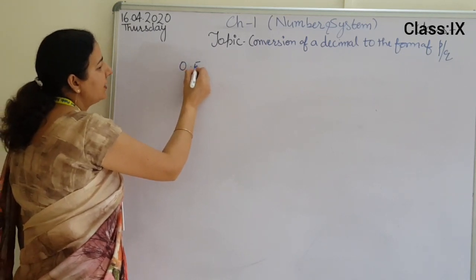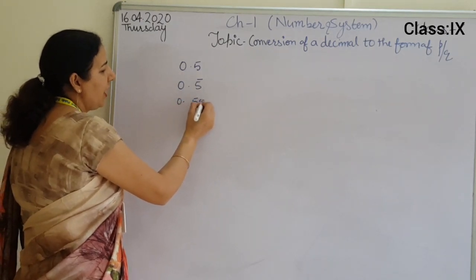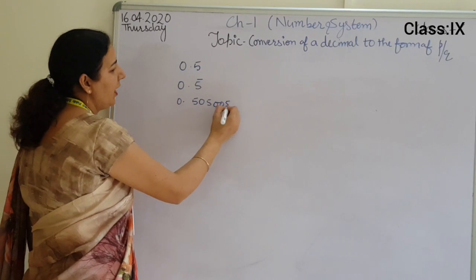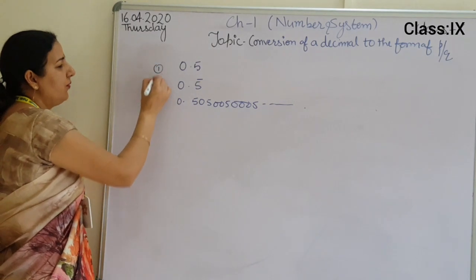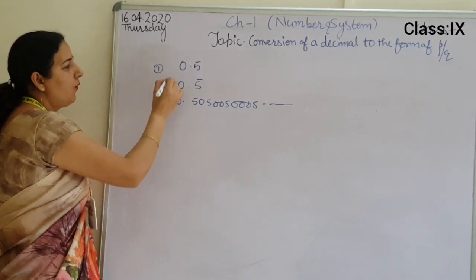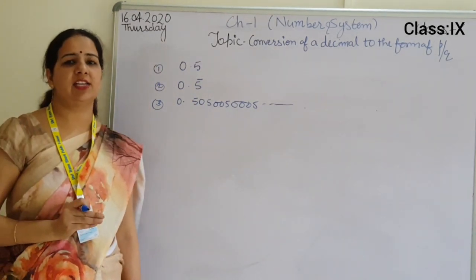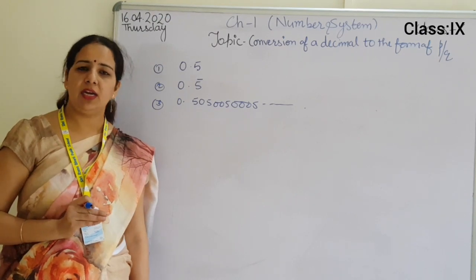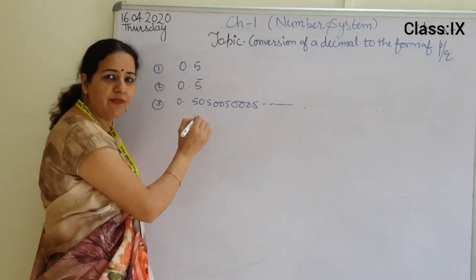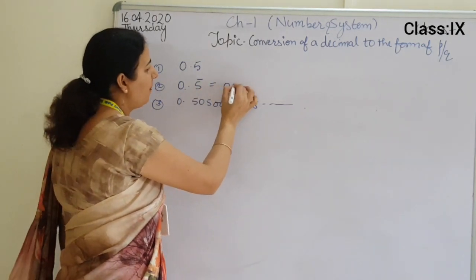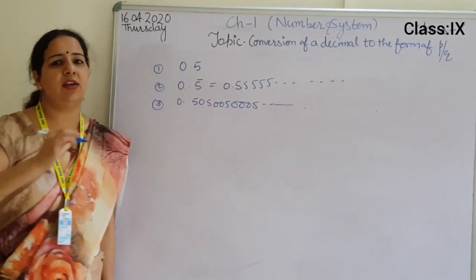Decimal numbers like this number, then this number, then the third one is 0.50500500005 and so on. There are differences between all these three numbers. The first number is finished here, means it is a terminating decimal expansion. The second number is 0.5 bar. What does it mean? It means 0.5555 and so on, till infinity.